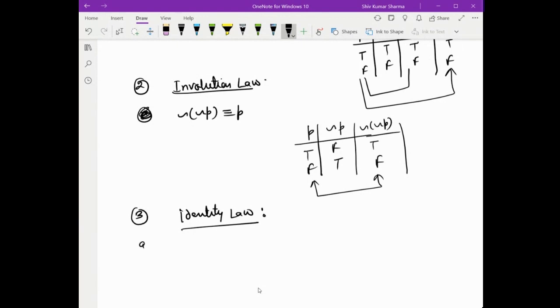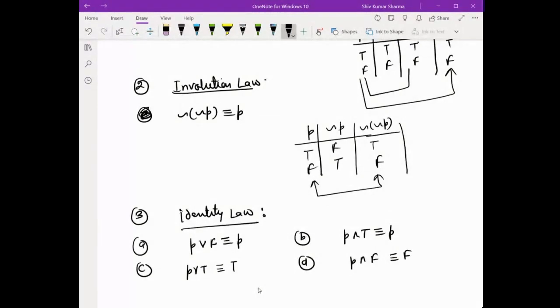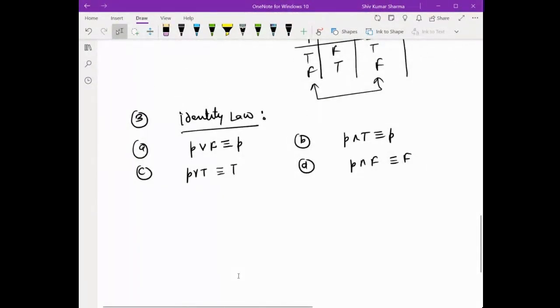Identity laws. For identity law, we have 4 statements, where P is any statement, and F and T are truth values. P or F is always equivalent to P. P and T is always equivalent to P. P or T is always equivalent to T, and P and F is always equivalent to F. T represents the truth value true, and F represents all false values.